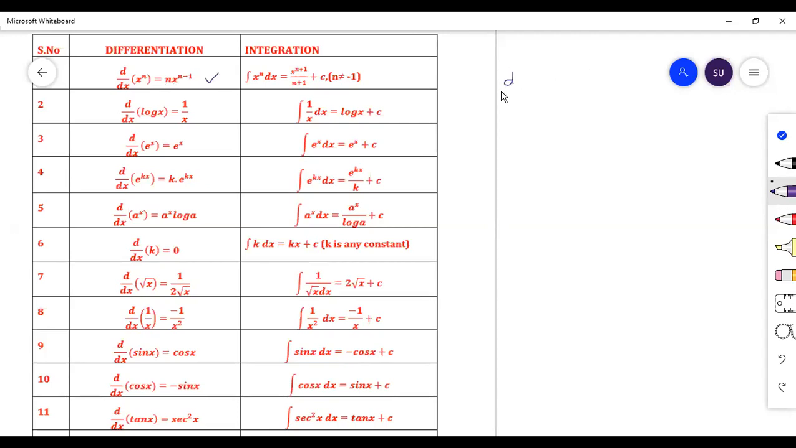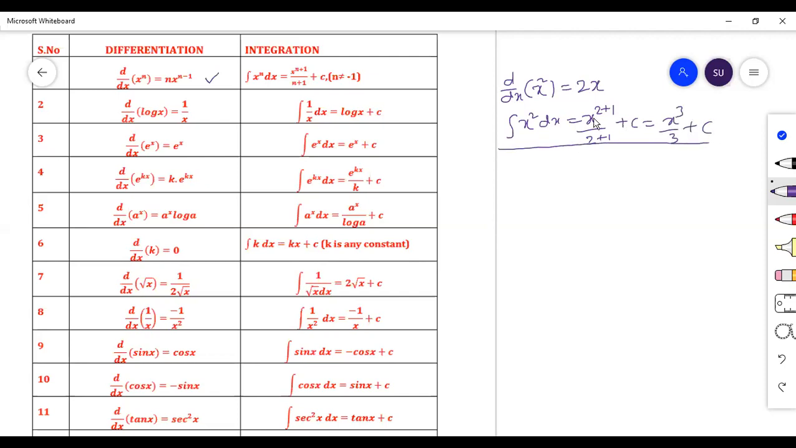For example, d by dx of x square, if I ask you, that is 2 into x power 2 minus 1, that is 2x, whereas the integral of x square, if I ask you, what is the formula for integral x power n? Integral x power n dx is equal to x power n plus 1 by n plus 1. That is x power 2 plus 1 by 2 plus 1 plus c (c is a must). That is x cube by 3 plus c.